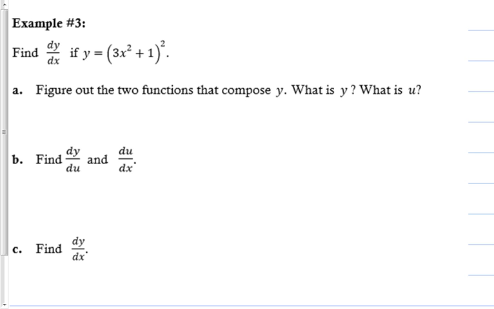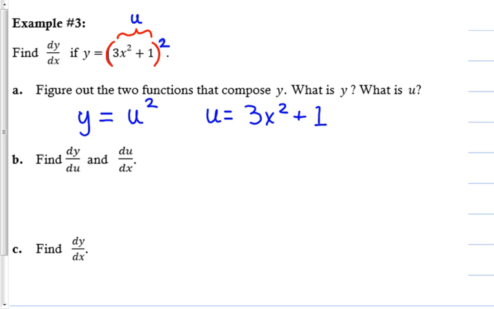Well, the parentheses is a really good indicator that the function in here is one of them. And then the squared on the outside is a good indicator that this had the potential of looking like this: y equals u squared. I hope you see that. The function squared, so u squared. Now my function u would obviously be the stuff on the inside, 3x squared plus 1.